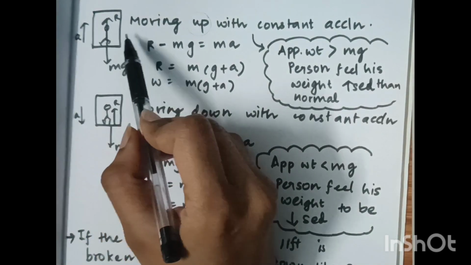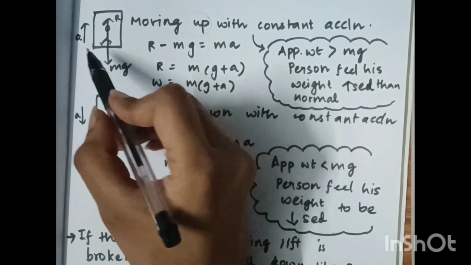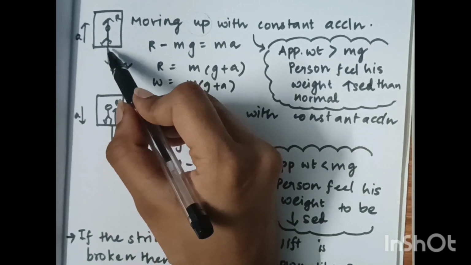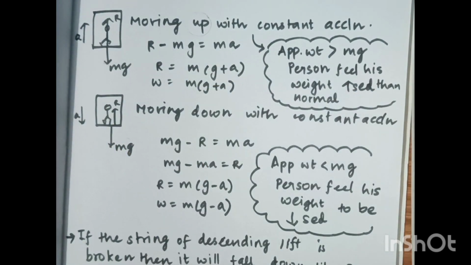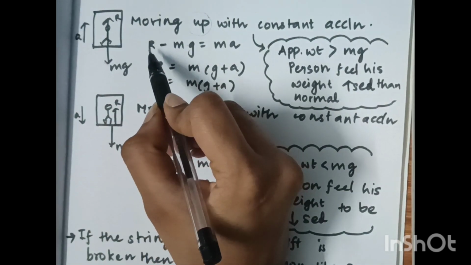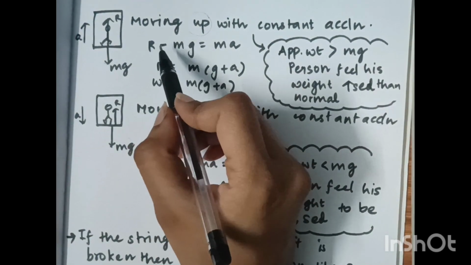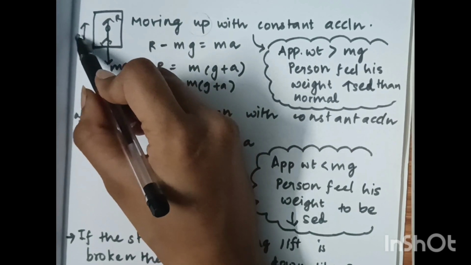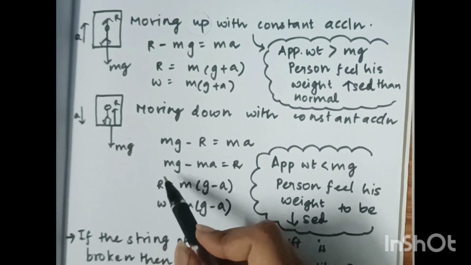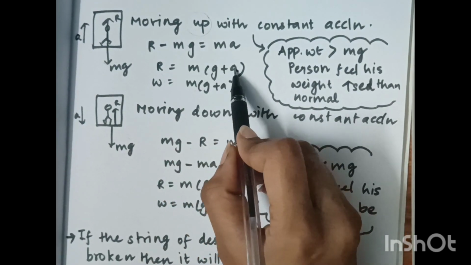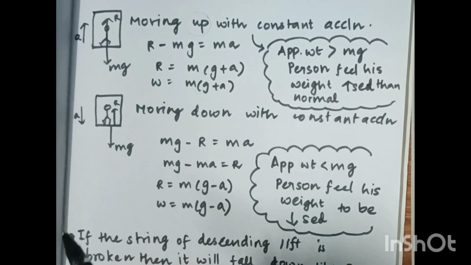So in this case, the lift is moving up with constant acceleration. So if it is moving up with constant acceleration, also mg is acting vertically downwards and the reactionary force R is acting vertically upwards. So we have to frame the equation R minus mg equals to mass into acceleration. Why? Because it is moving upwards with acceleration a. So the upward force must be greater. So R minus mg is equals to mass into acceleration. R is equals to m into g plus a, or weight is equals to m into g plus a. That is the weight read by the weighing machine.